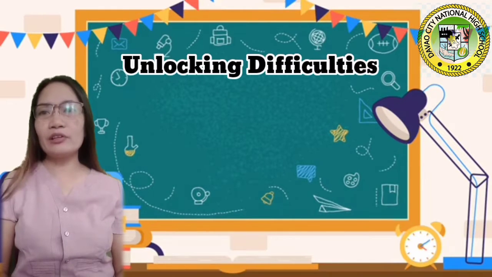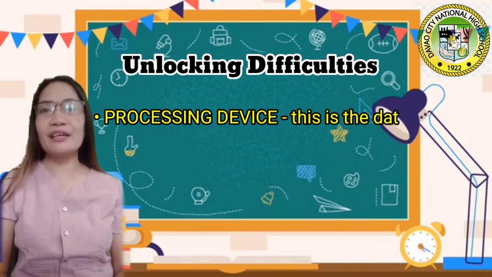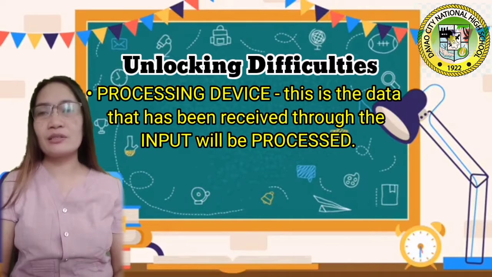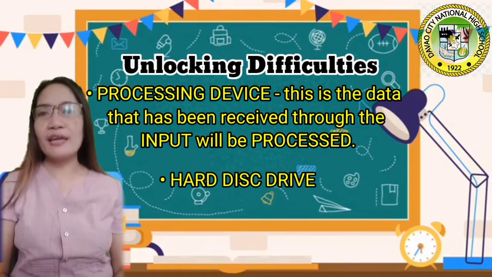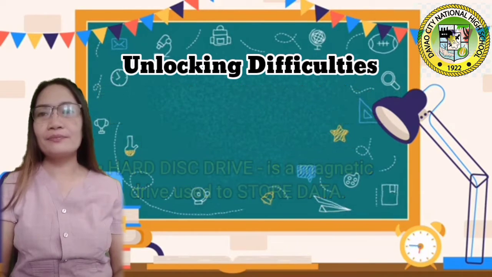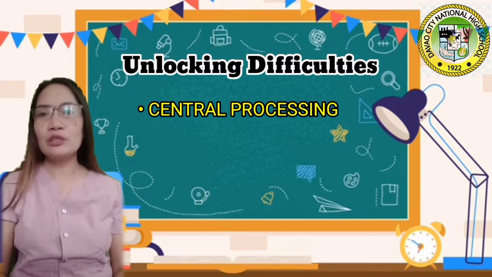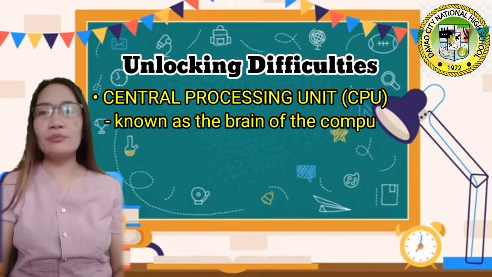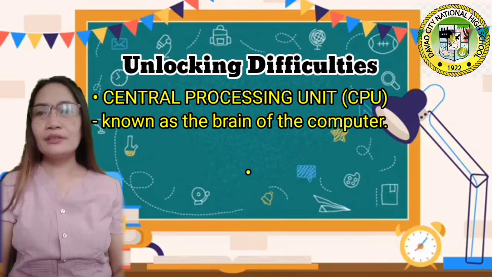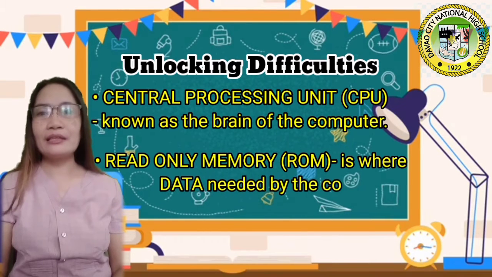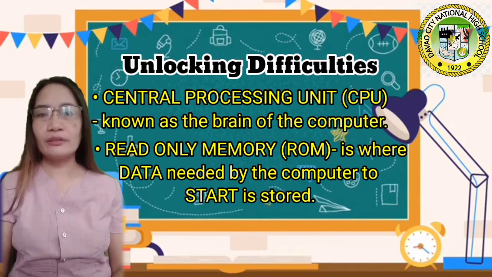For the unlocking of difficulties: processing device, this is where the data that has been received through the input devices will be processed. Hard disk drive is a magnetic drive used to store data. Central processing unit or CPU is known as the brain of the computer. And read-only memory is where the data needed by the computer to start is stored.